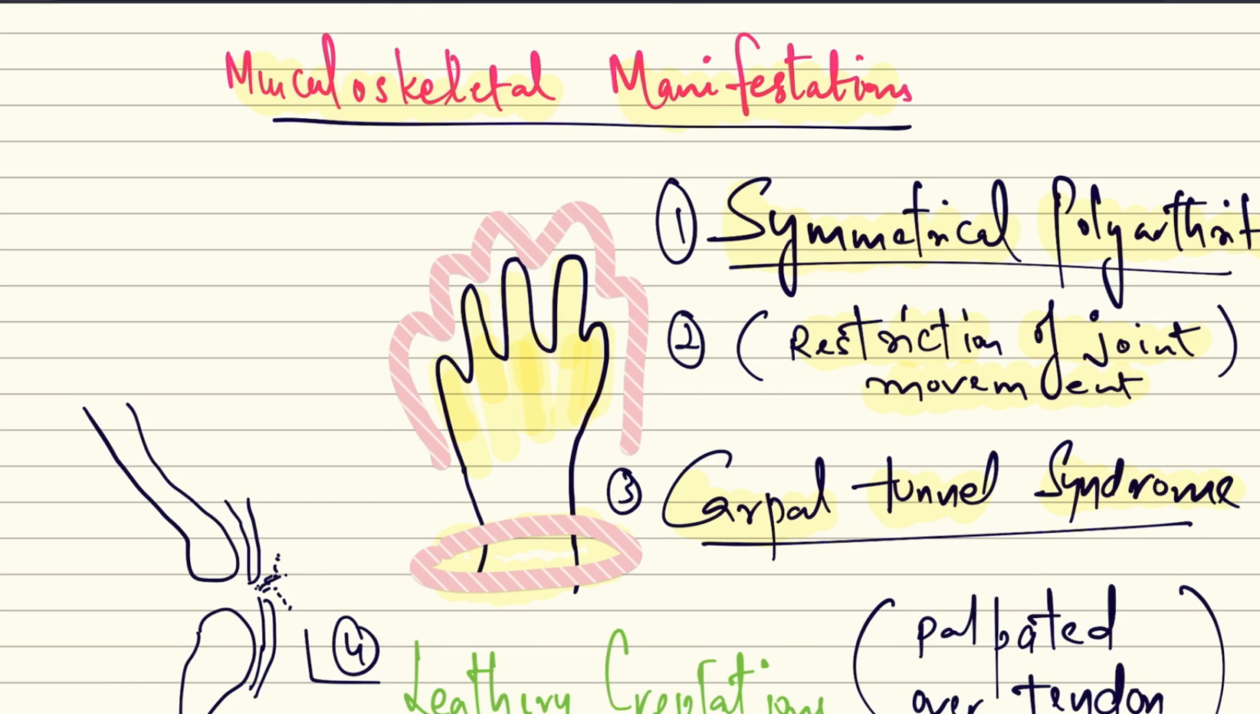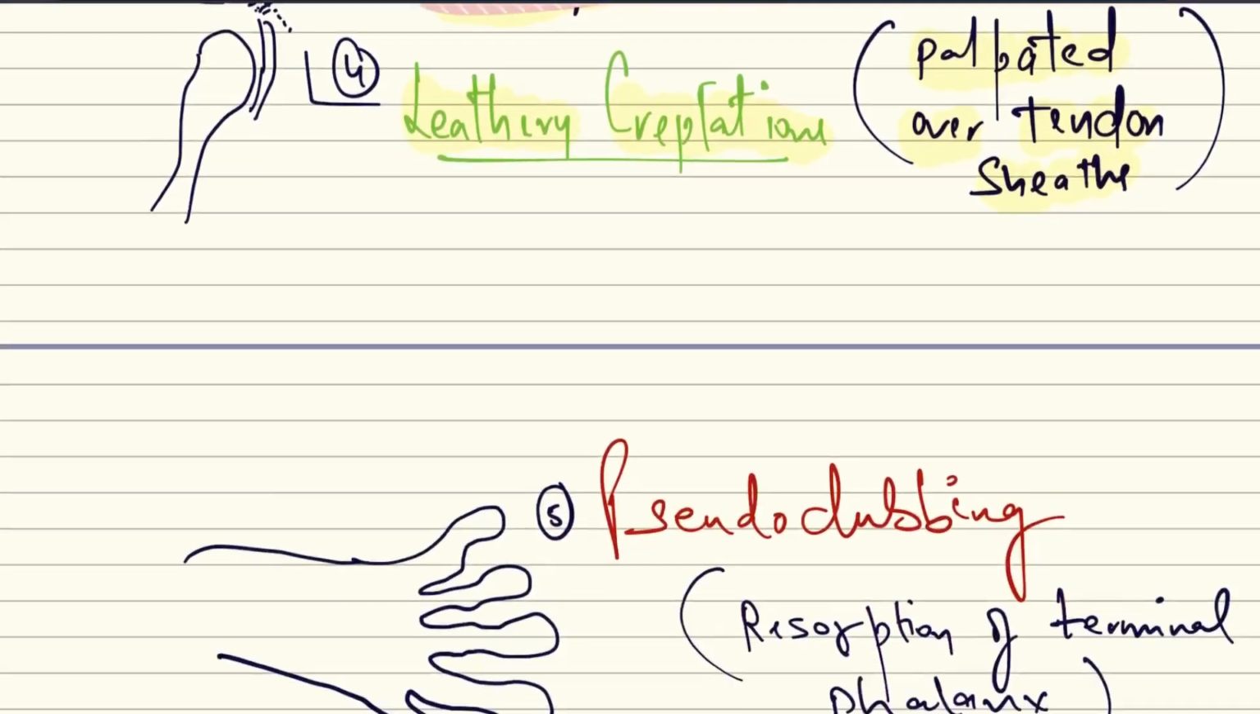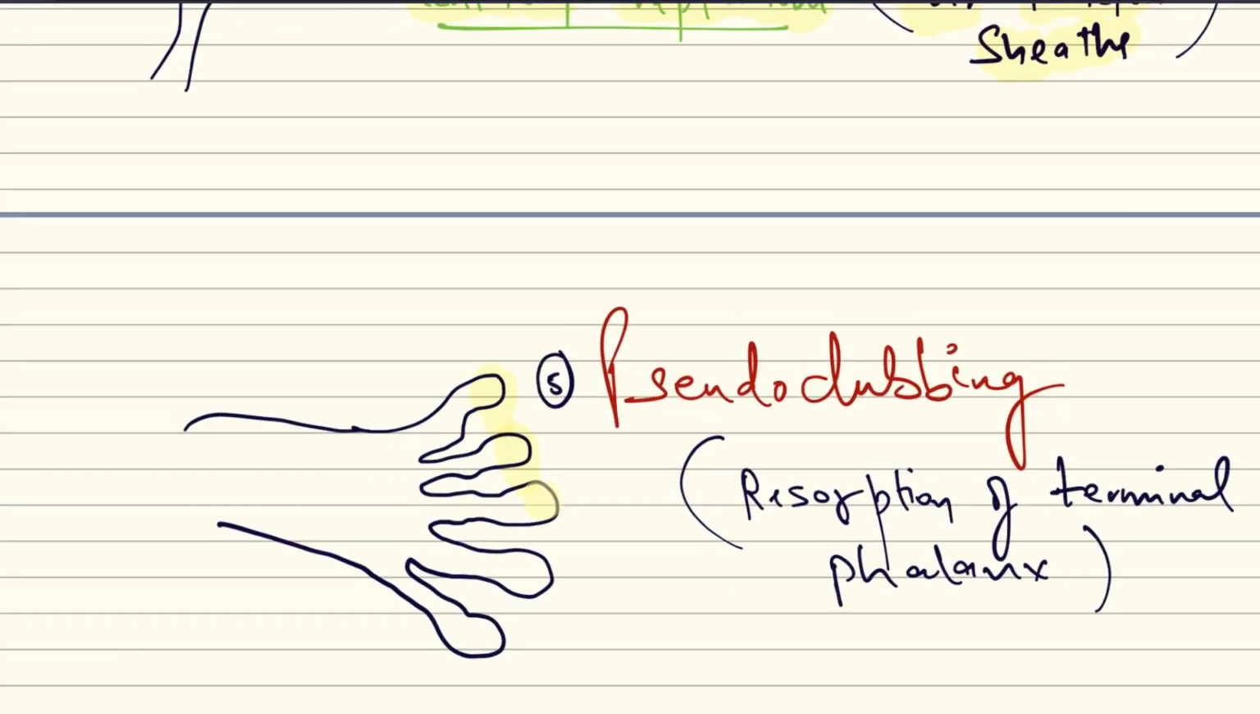In the tendon sheaths, you will find leathery crepitations, and these leathery crepitations can be palpated over the tendon sheaths in patients of systemic sclerosis. Also, you will find there is resorption of the terminal phalanx. And because of the resorption of the terminal phalanx, this leads to pseudoclubbing in the patients of systemic sclerosis.